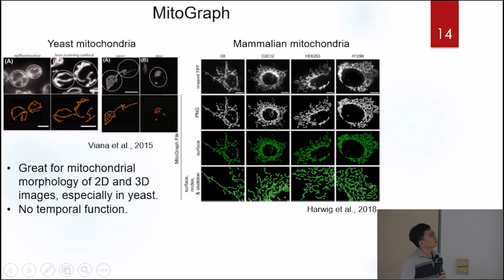Anyway, MitoGraph is great for mitochondrial morphology analysis, 2D and 3D, especially in yeast, and for mammalian cells I think it's fine. But one drawback is that they don't have a temporal function. So if you took movies, you cannot use this one.